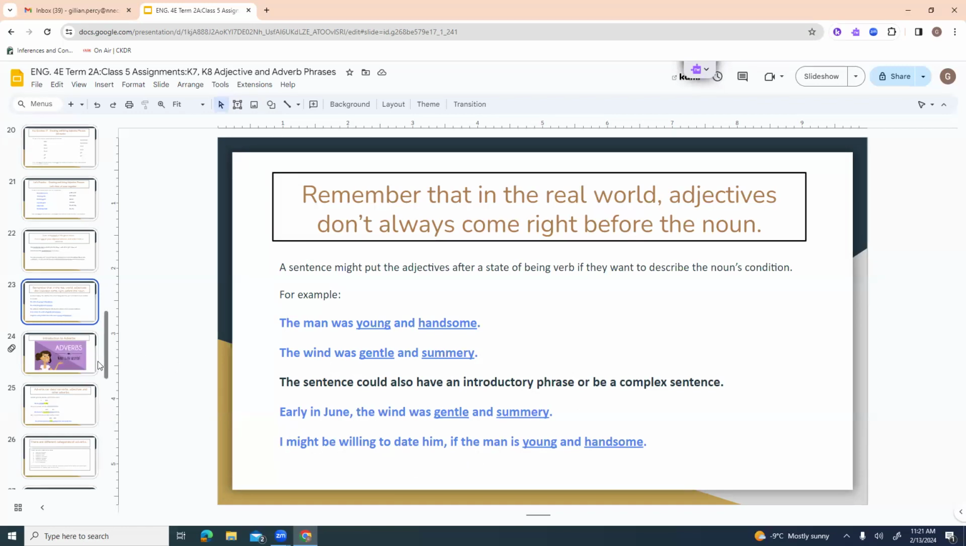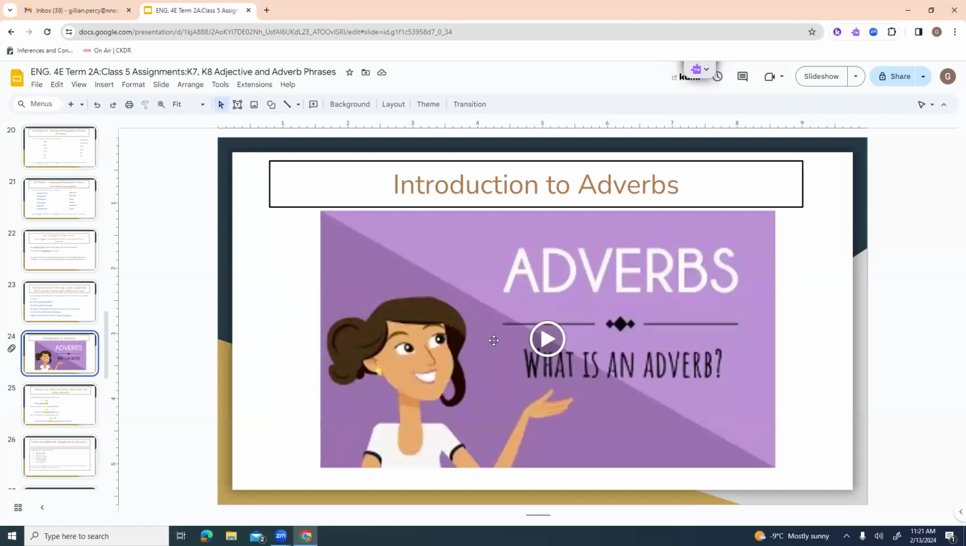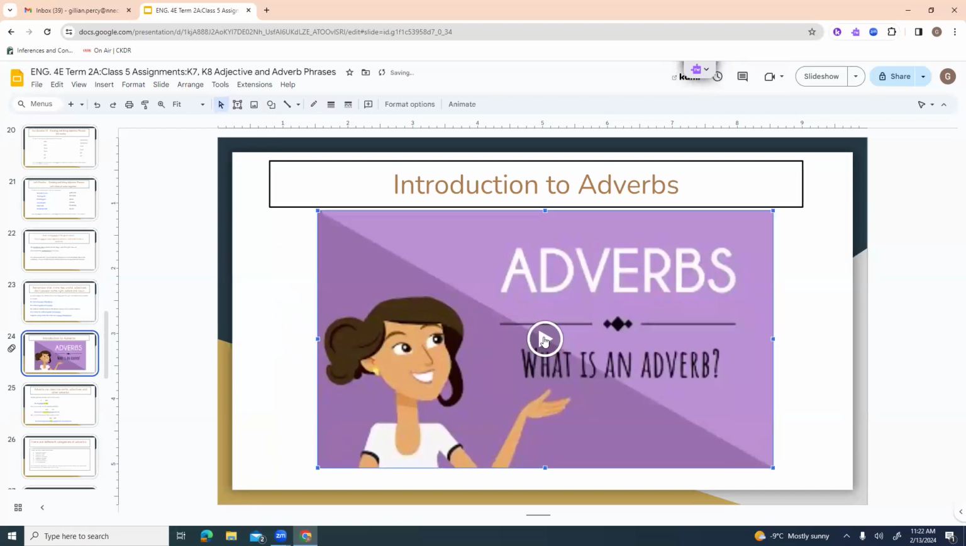Okay, so now we're going to switch over to talking about adverbs. So I'm going to pull up a quick intro here to adverbs.